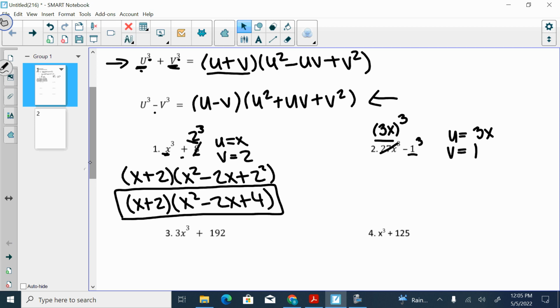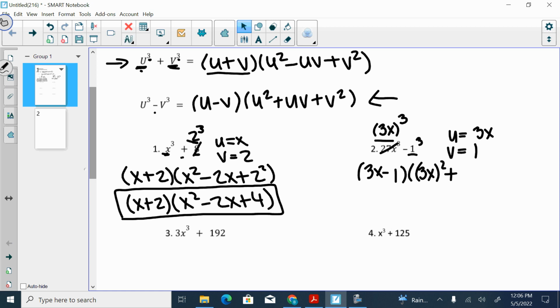Okay? All right, and that formula says we should have u minus v in the first parenthesis. Well, what's our u? 3x. Minus v. What's our v? Very good. Okay. And then in my second parenthesis, I'm going to have u squared. Okay? So 3x squared. But remember, that means the whole thing is squared. So I want you to put an extra set of parentheses around the 3x and put the square outside. Okay?